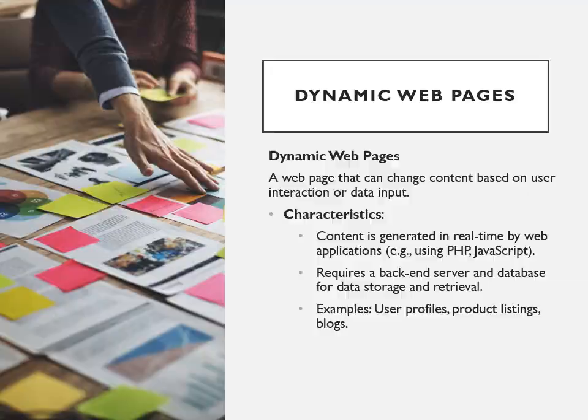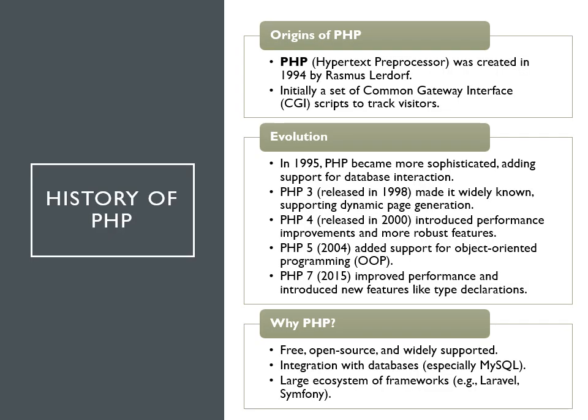We're going to introduce PHP by discussing its history. What is the origin of PHP? Where does PHP come from? Let's start with the origin of PHP. We already know the meaning of the word PHP. PHP is an abbreviation which stands for Hypertext Preprocessor Pages. It was created in 1994 by Rasmus Lerdorf. Initially it was a set of Common Gateway Interface (CGI) scripts used to track visitors. So that was how it started.